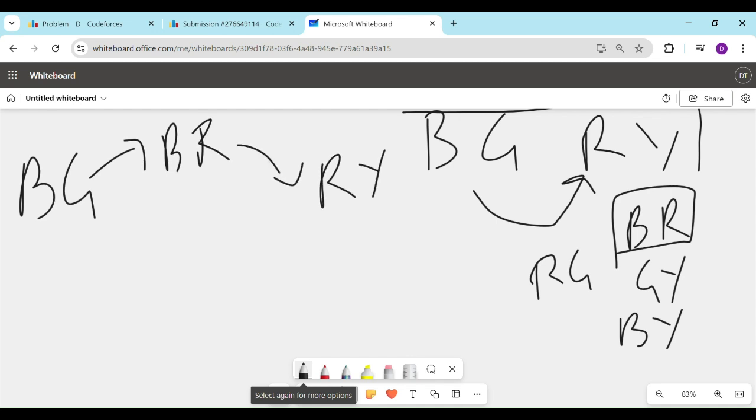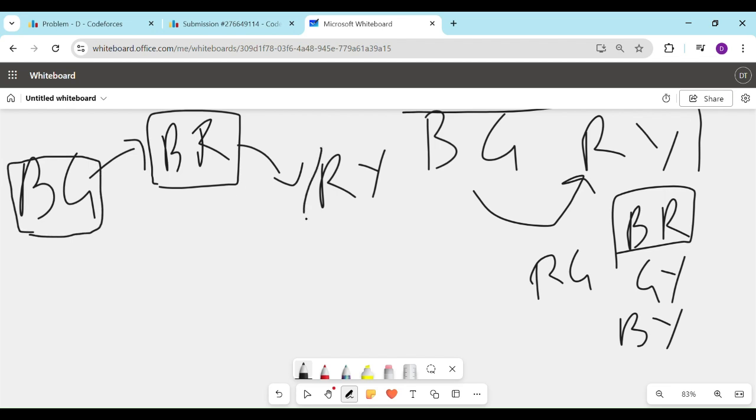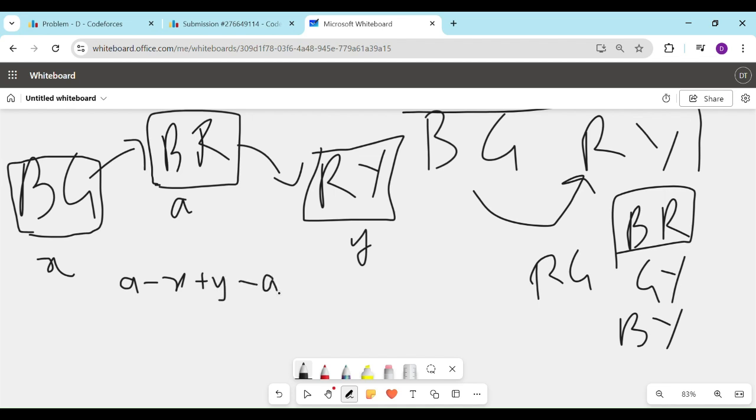So what will my first priority be? If I find an index BR that is in between BG and RY, then the answer would be just RY minus BG. Because if BR is between both of them, and this is X, this is A, this is Y, then my answer would be A minus X plus Y minus A, which is Y minus X. This is the first case.